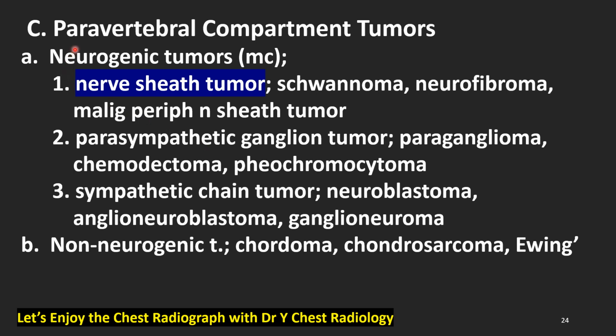Let's go into the last compartment, paravertebral compartment tumors. The most common tumor of that compartment is neurogenic tumors, such as nerve sheath tumor, schwannoma, neurofibroma. But when we compare the incidence with lung cancer, it is very, very rare. And second, parasympathetic ganglion tumor, third, sympathetic chain tumor, and non-neurogenic tumors all are very rare.